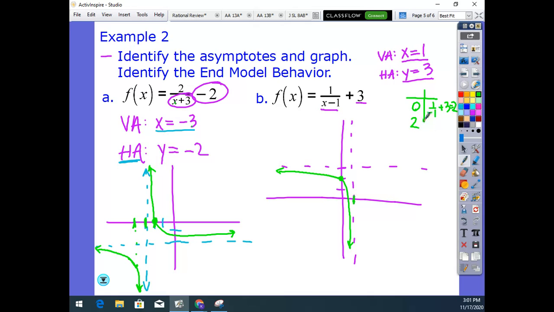Now when I plug in 2, I get 1 over 1 plus 3. Well, this is just 1 plus 3, or 4. When x is 2, y is 4. 1, 2, 3, 4. This is in this upper quadrant. I'm not super fussy about the shapes, but think of the asymptotes.